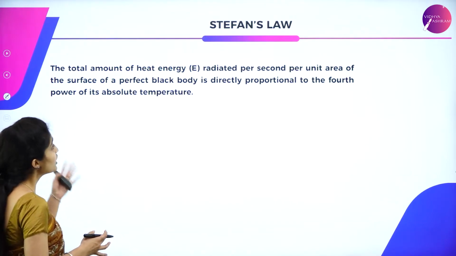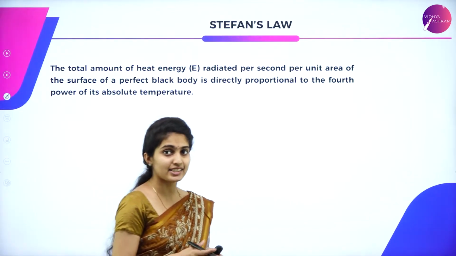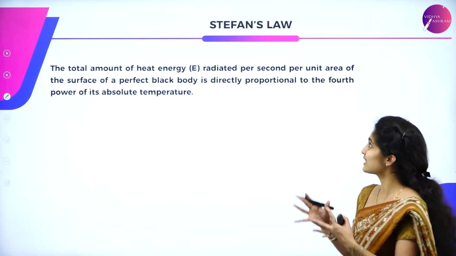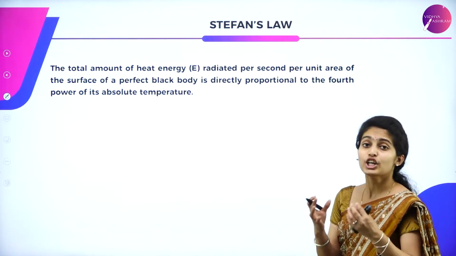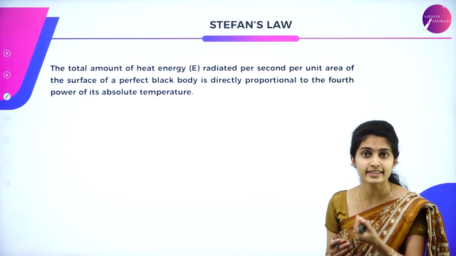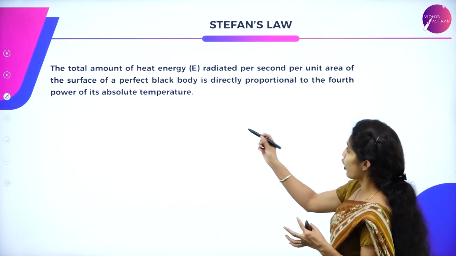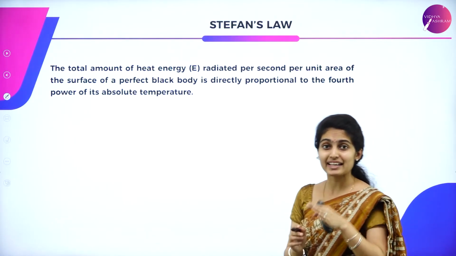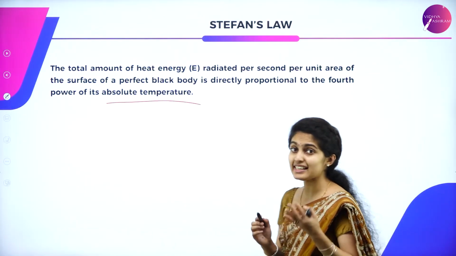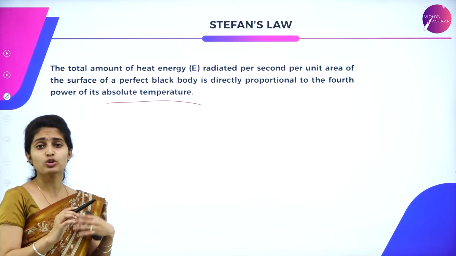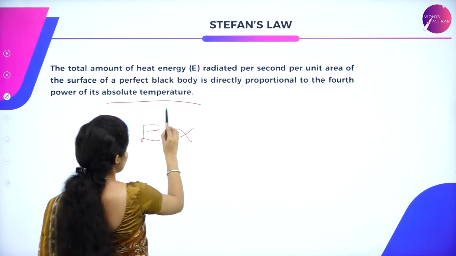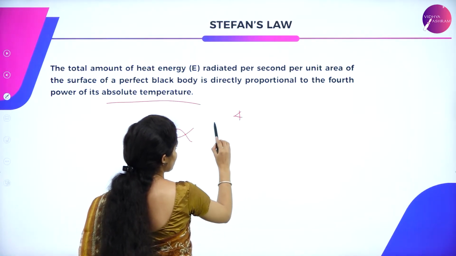So Stefan's law is nothing but the total energy which is radiated per second per unit area. So there is a radiation which is coming out. So what is the Stefan's law calculation exactly? It is the total amount of energy which is radiated per second from a unit area of the surface of the black body, which is directly proportional to the fourth power of its absolute temperature. So how do you give the energy symbolically? It is E. E is directly proportional to the fourth power of its absolute temperature.